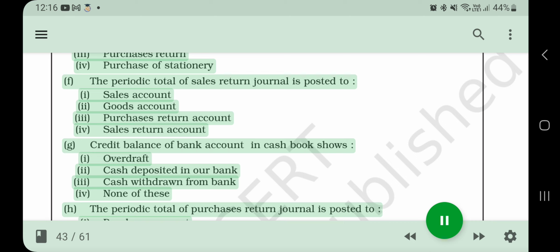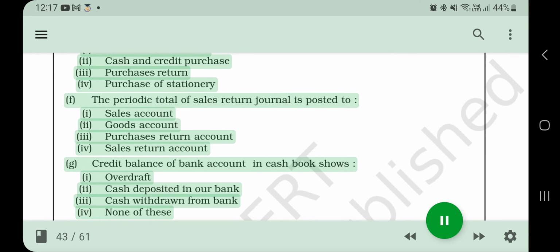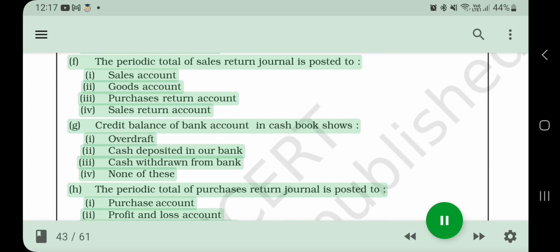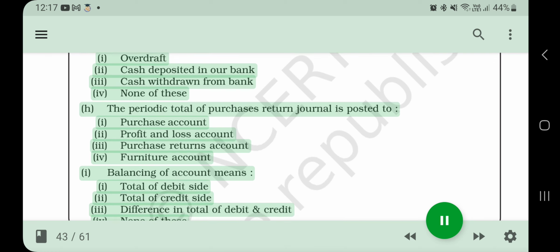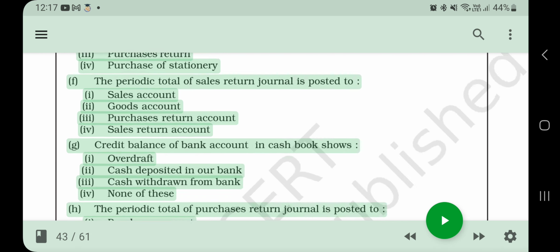D. Cash book does not record transaction of I. Cash nature. E. Credit nature. E. Cash and credit nature. IV. None of these. A. Total of these transactions is posted in purchase account. I. Purchase of furniture. E. Cash and credit purchase. E. Purchases return.